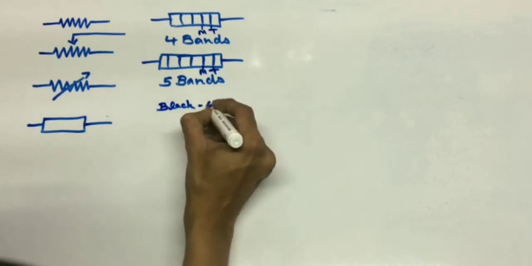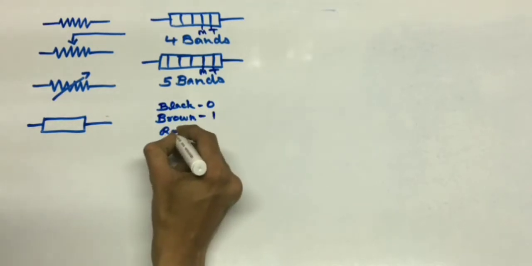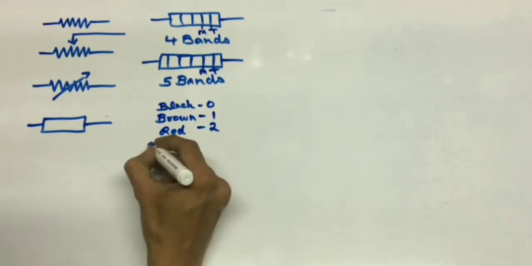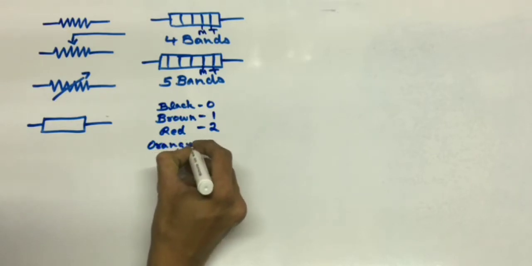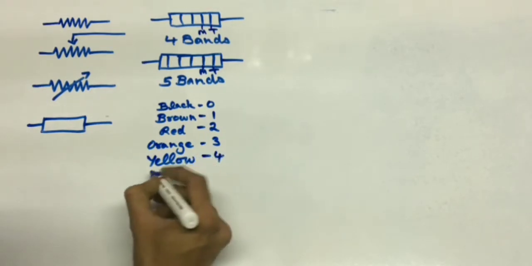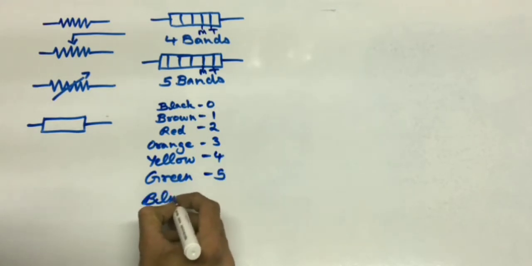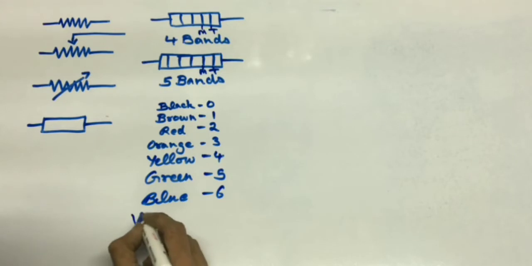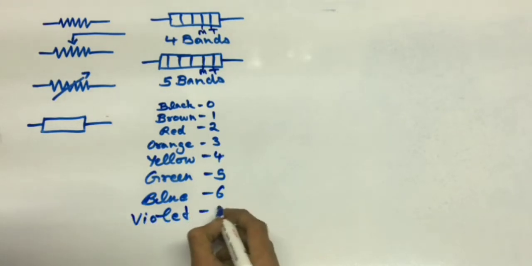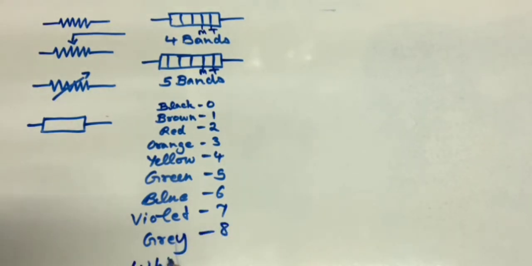Black 0, brown 1, red 2, orange 3, yellow 4, green 5, blue 6, violet 7, gray 8 and white is 9. So these are the color codes.